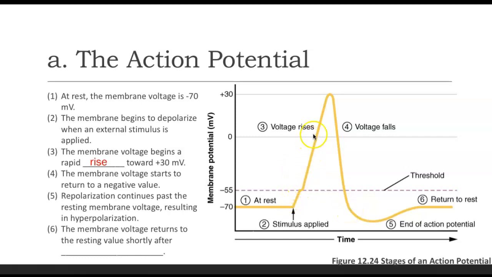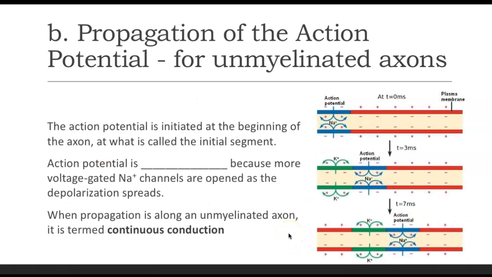Where we become more positive is depolarization. When the voltage falls, that is called repolarization. That is going to continue past the resting membrane potential. Remember, we called this hyperpolarization or after potential. Then through the sodium-potassium pump, we can get things to where they need to be and return back to the resting value shortly after that hyperpolarization phase. All right, now our action potential was initiated at the beginning of the axon at what was called the initial segment, and our action potential is propagated.